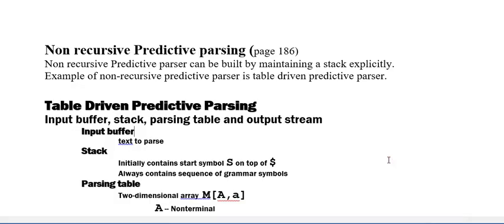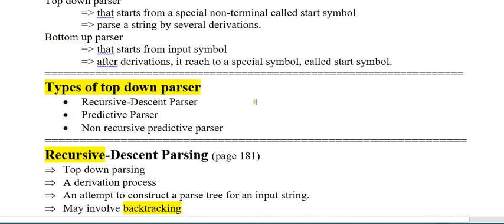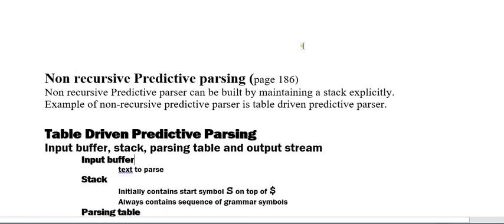Hello everyone. Today we will discuss top-down parsing. Here we will discuss non-recursive predictive parsing. In the previous lecture we discussed some top-down techniques, which are recursive descent parsing and predictive parsing, and today we will discuss non-recursive predictive parsing. Those are all related to compiler design. Now today we will start with non-recursive predictive parsing.